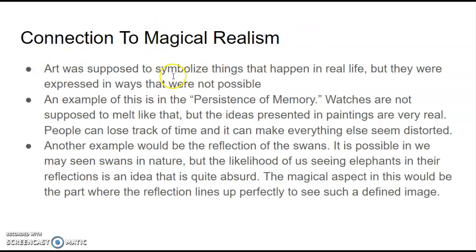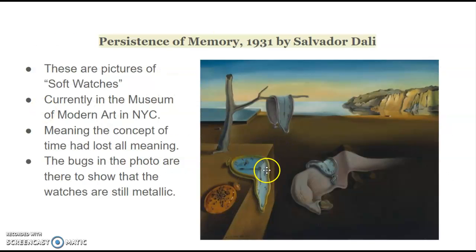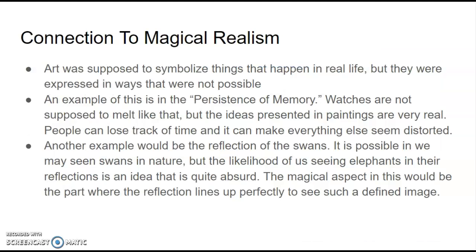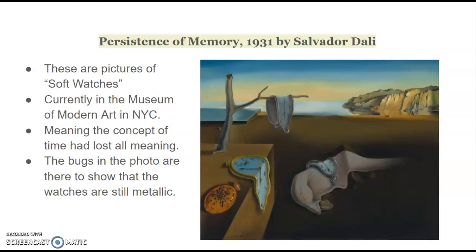My connection to magical realism with this: the art was supposed to symbolize things that happen in real life, but they expressed things in ways that were not possible. An example of this was The Persistence of Memory. Watches are not supposed to look like this. They're supposed to be hard and firm, and they can't fold like clothes. The way they're presented is not real, but the idea itself is real. The idea of losing all meaning of time.